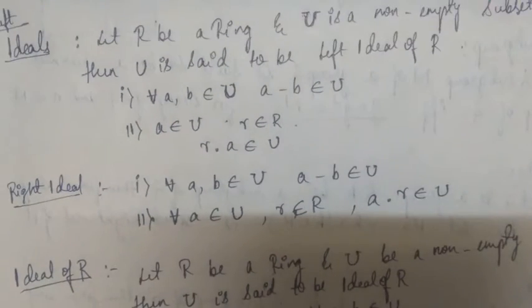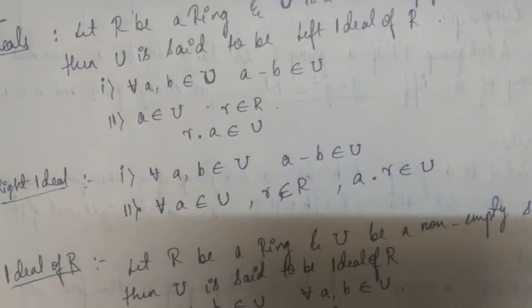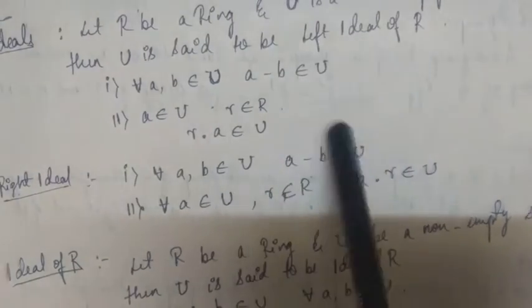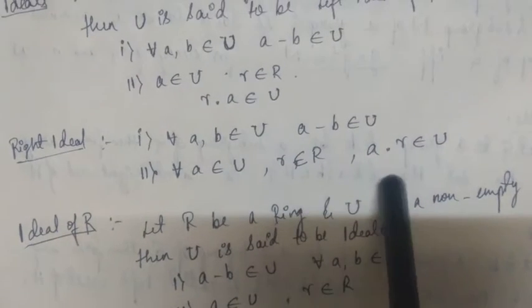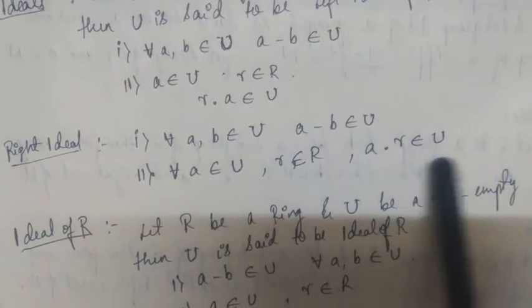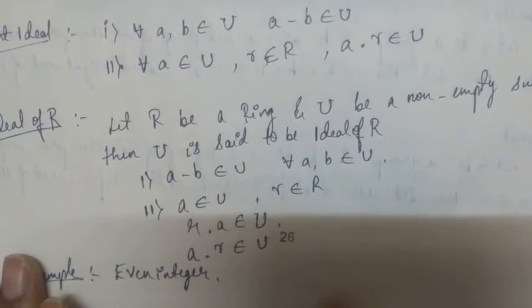Similarly, for a ring R and U a non-empty subset of R, U is said to be a right ideal if for a, b belongs to U, a minus b belongs to U. This is the same for left and right ideal. And for a belongs to U and r belongs to R, a star r belongs to U. You can see the slight difference here. The operation varies: on the left-hand side we have r star a, and on the right-hand side a star r. To be precise, it's an operation, not multiplication.